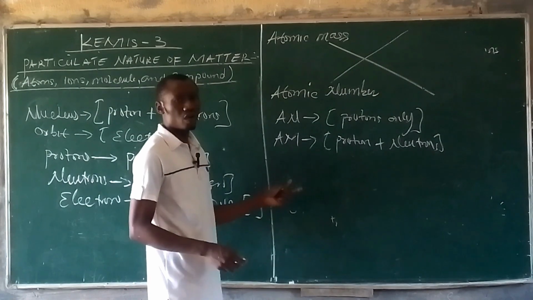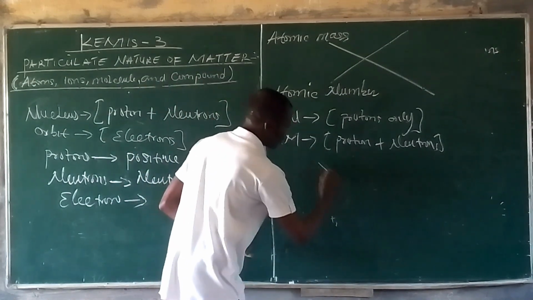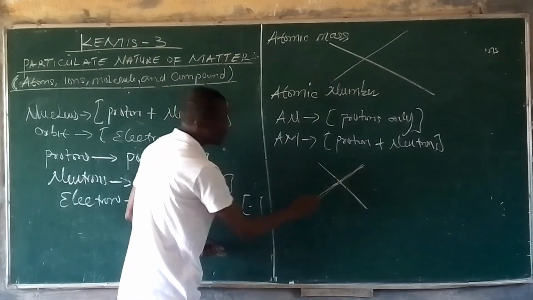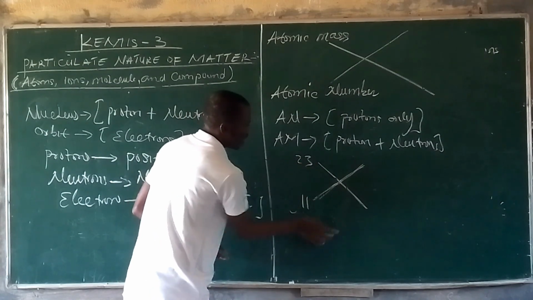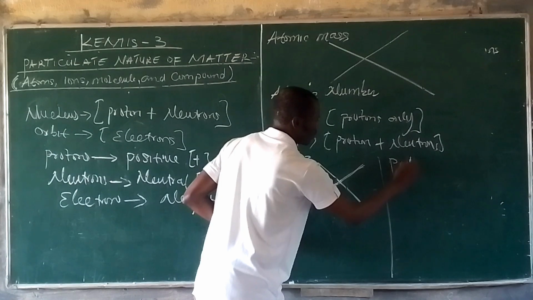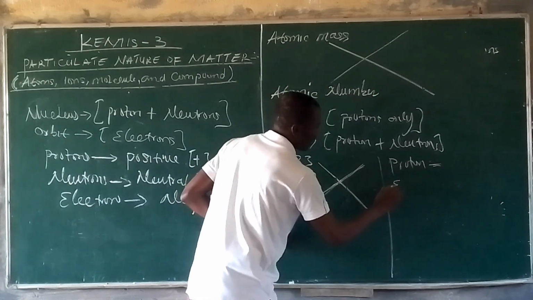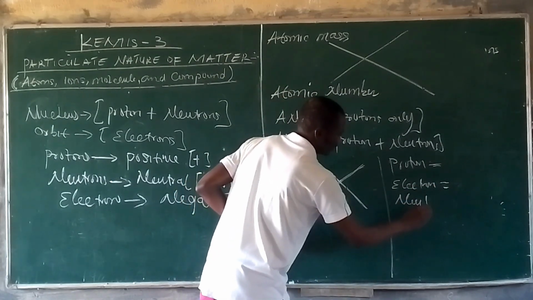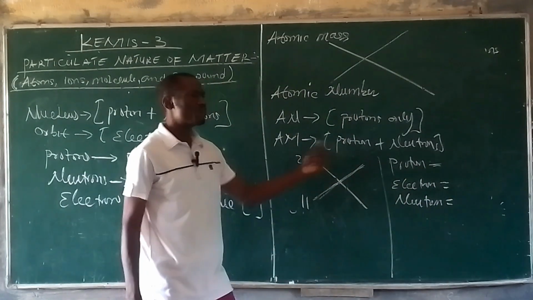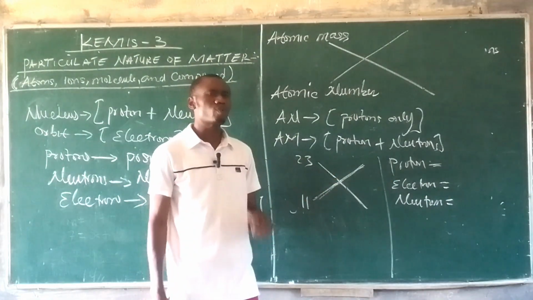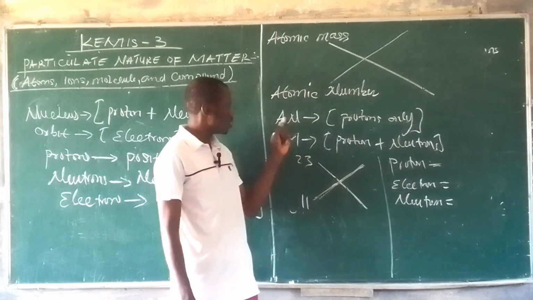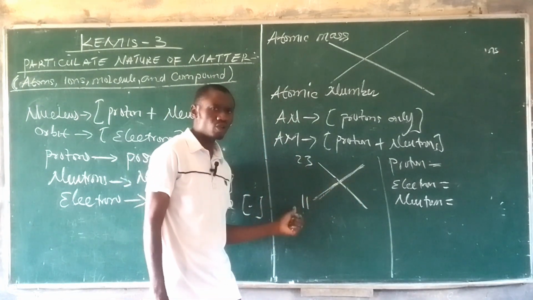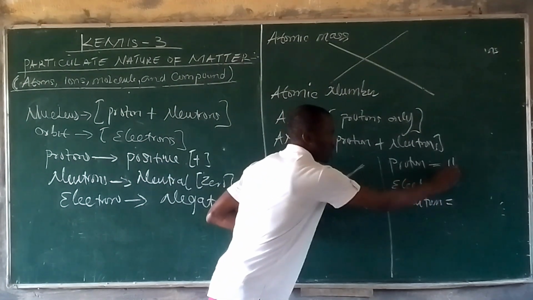Now, you can be asked a question to find the number of protons, the number of neutrons in a particle of an element. Let's say this element is 11, 23, and you are asked to find the number of protons, the number of electrons, and the number of neutrons. Now, what is atomic number? Atomic number is the number of protons in the nucleus of an atom. So open your eyes. Where is the atomic number? 11. So protons is 11.